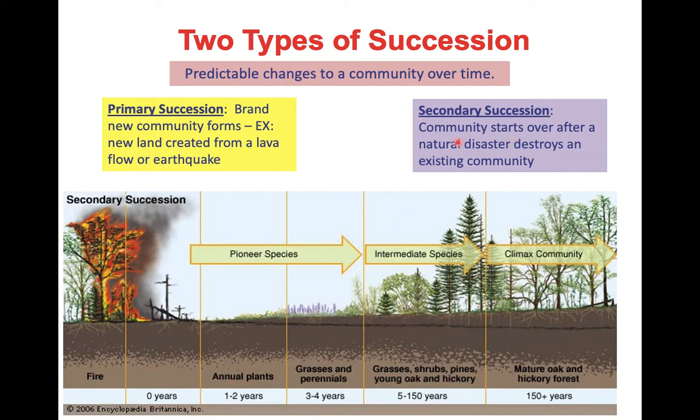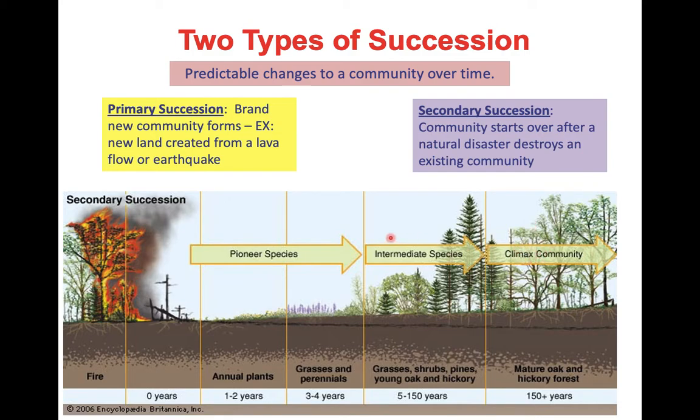For secondary succession, a community starts over after a natural disaster destroys it. In secondary succession, you already had an established community, but some type of disaster destroyed it. It could be a fire, a volcanic eruption, a tidal wave, or a hurricane, something that destroys the community. Then the community has to start over again, with pioneer species, then intermediate species, and then the climax community.